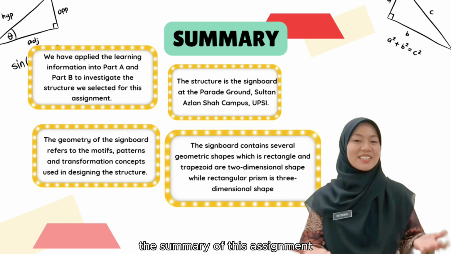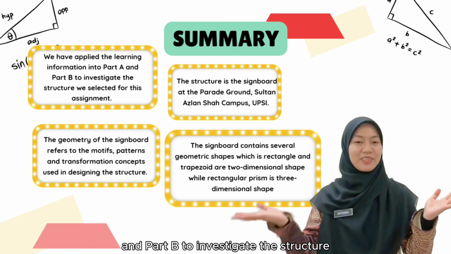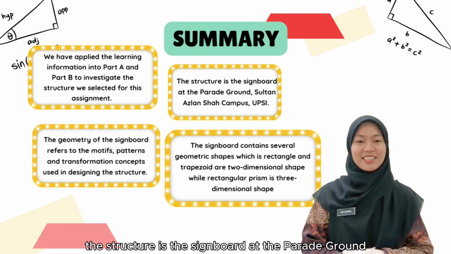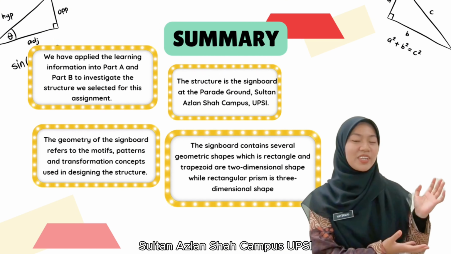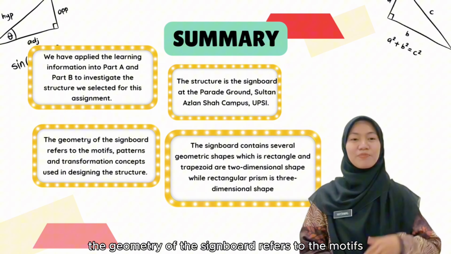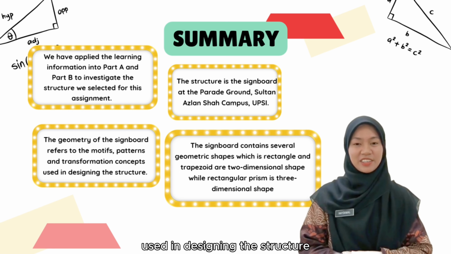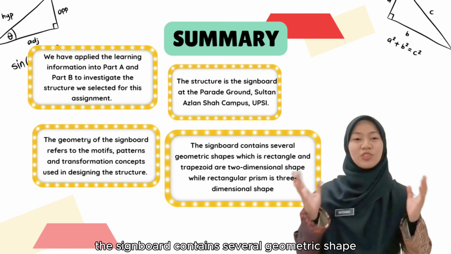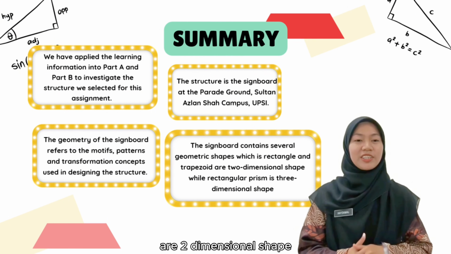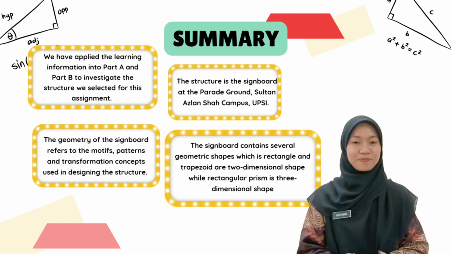The summary of this assignment: we have applied the learning information into part A and part B to investigate the structure we selected for this assignment. The structure is the signboard at the parade ground, Sultan Azlan Shah campus, UPSI. The geometry of the signboard refers to the motifs, patterns, and transformation concepts used in designing the structure. The signboard contains several geometric shapes: rectangle and trapezoid are two-dimensional shapes, while the rectangular prism is a three-dimensional shape.